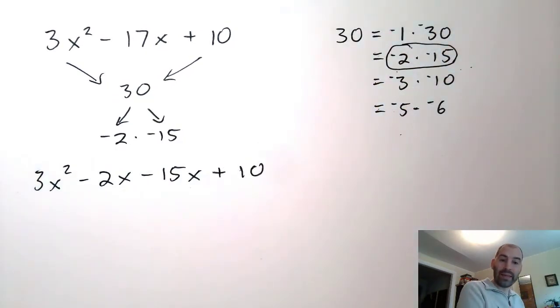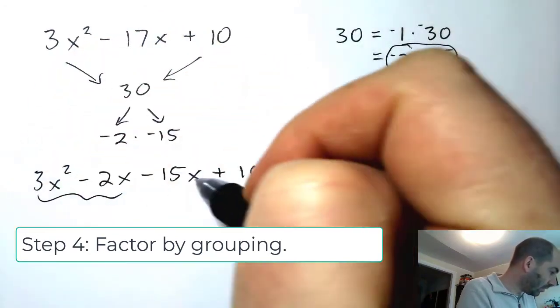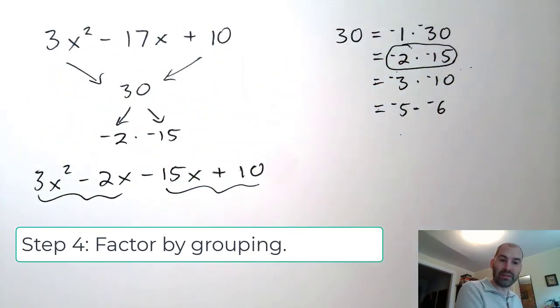There we go. And now we use factoring by grouping. So I'm going to group these two terms together and group these two terms together. So please pause the video, do this step on your own, and then we'll meet back and see if we got the same answer. So pause, 3, 2, 1.